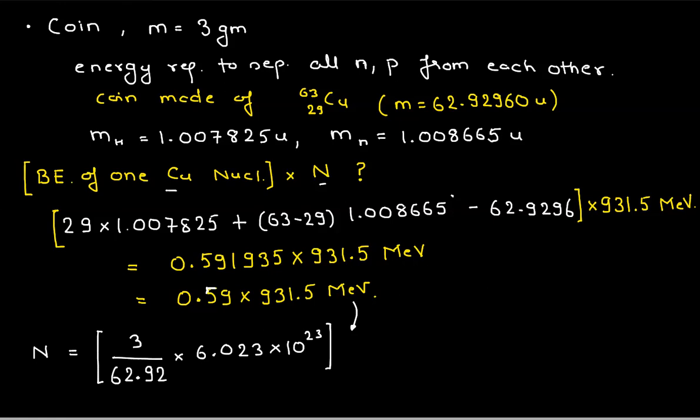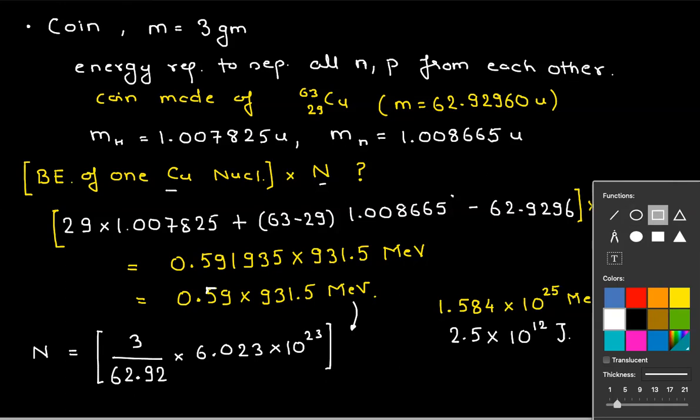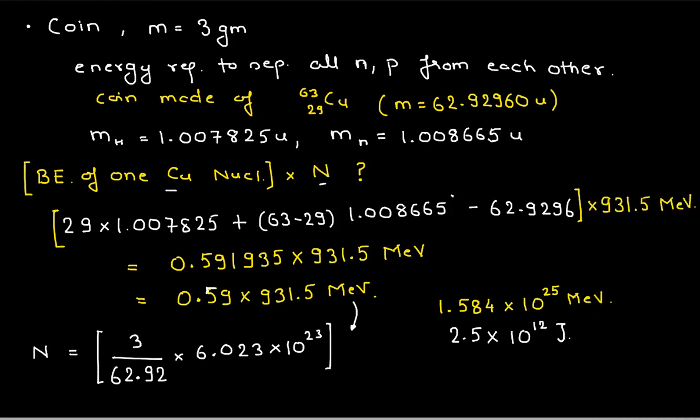In terms of MeV, it is 1.584 into 10 raised to the power 25 MeV. And in terms of joules, it is 2.5 into 10 raised to the power 12 joules. So you can see again how concentrated the energy is. Just one copper coin can give you so much energy.